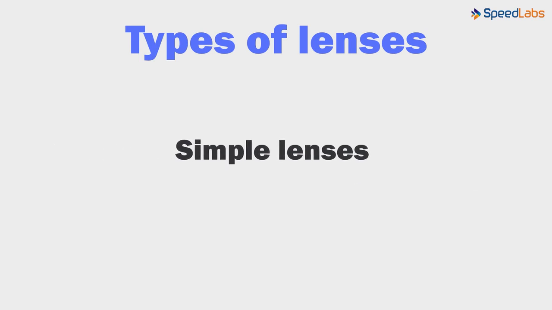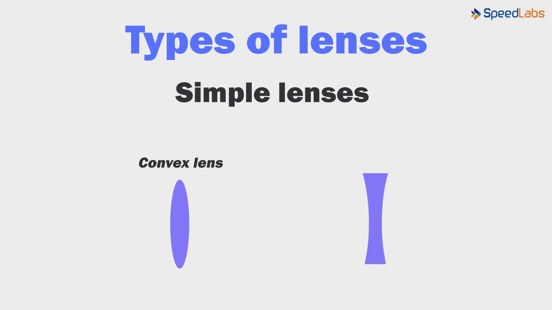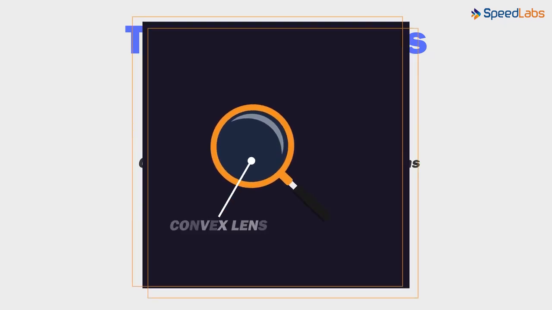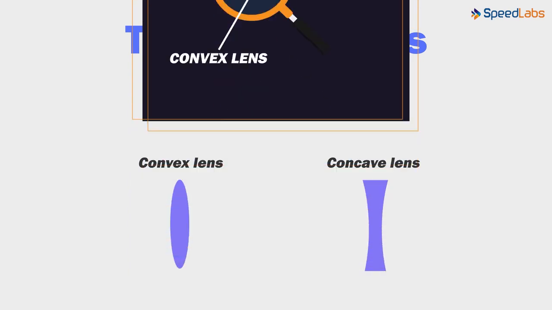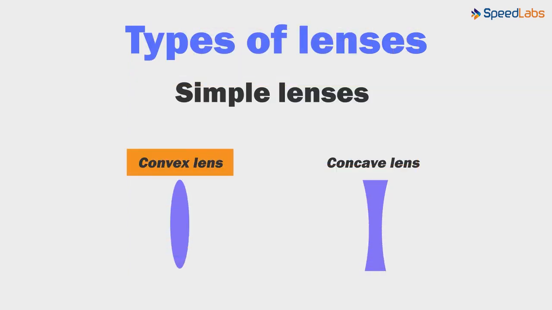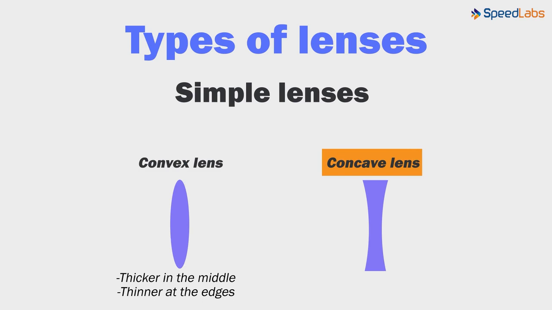And among them, we will only be looking at convex and a concave lens. The lens that we saw in the magnifying glass was a convex lens. If you move your hand over a convex lens, you will find that it's thicker in the middle region and thinner at its edges. What about a concave lens?